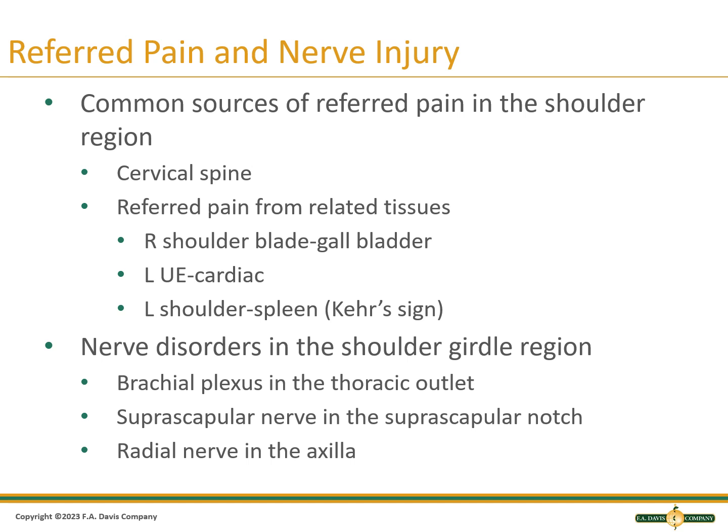When we look at nerve disorders in the shoulder girdle region, we can see brachial plexus injuries in the thoracic outlet. So if you remember the space between the clavicle and the first rib, we have our thoracic outlet, and the brachial plexus runs through there, and compression of that space can cause brachial plexus injuries. The suprascapular nerve can be damaged at the suprascapular notch, and we can also see radial nerve damage or compression in the axilla, especially when we look at patients who are utilizing crutches.